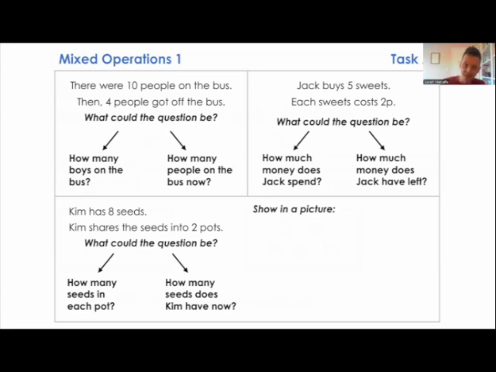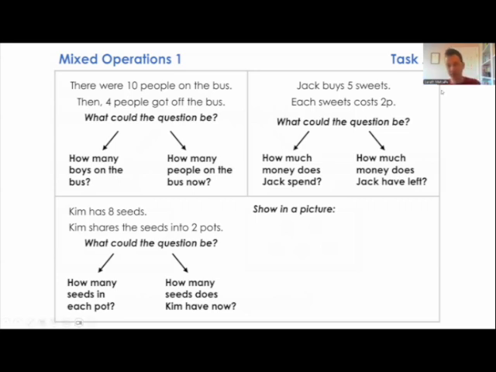The kind of discussions we get into. So 10 people on the bus, then 4 people get off the bus. It will be how many people on the bus now. It's not how many boys on the bus, because it would be if it were, then there were 4 girls on the bus, how many boys on the bus. But with the other information that we're given, 4 people get off the bus, it's how many people on the bus now. And then we get to the example question.